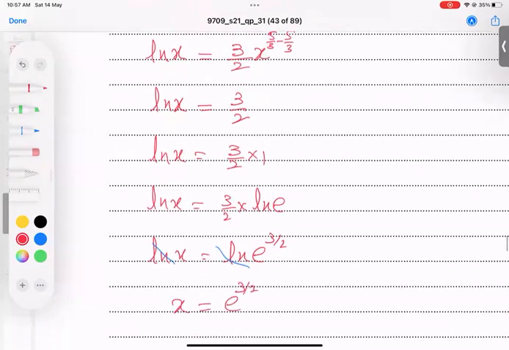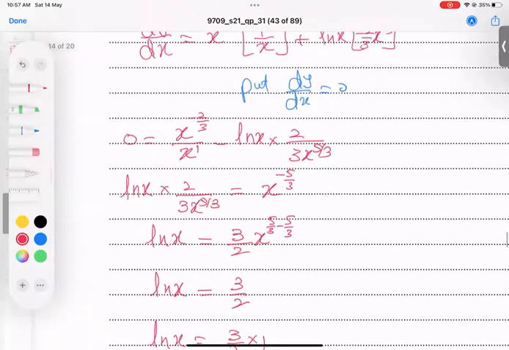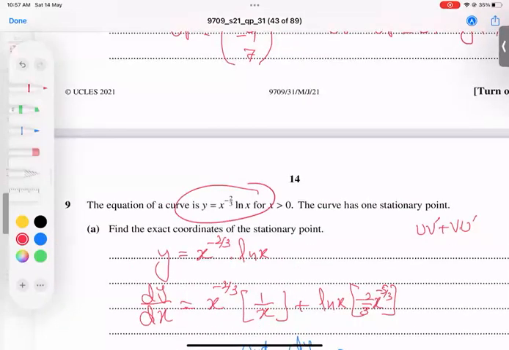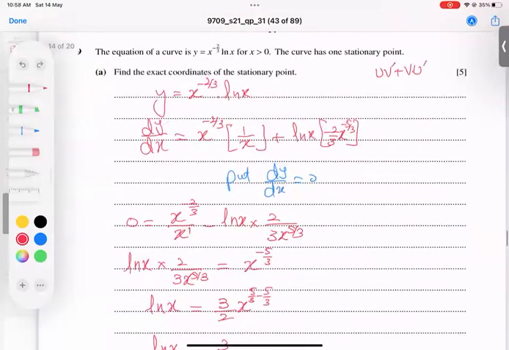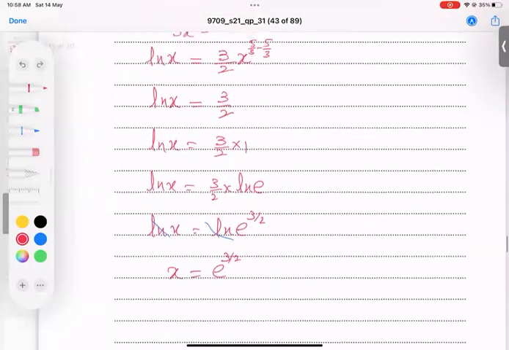But I need the y coordinate as well. How to get the y coordinate? I plug in the top equation here. So x is equal to negative 2 by 3. I'm writing it now here.